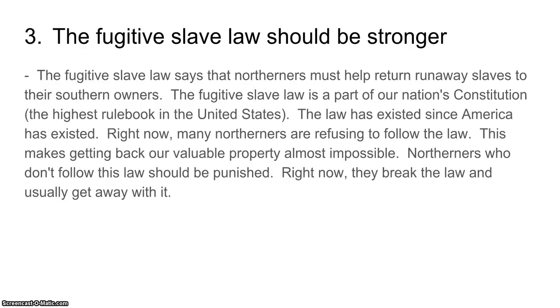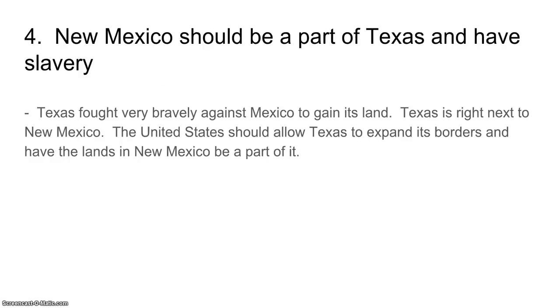Northerners who don't follow this law should be punished. Right now, they break the law and usually get away with it. This is absolutely outrageous. And lastly, New Mexico should be a part of Texas and have slavery. Texas fought very bravely against Mexico to gain its land. Texas is right next to New Mexico. The United States should allow Texas to expand its borders and have the lands in New Mexico be a part of it. And of course, if New Mexico is a part of Texas, then it would be a more slave territory. Only natural.